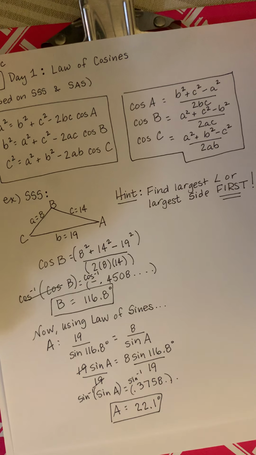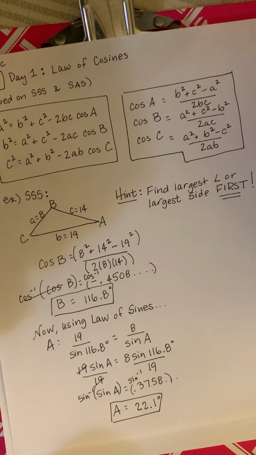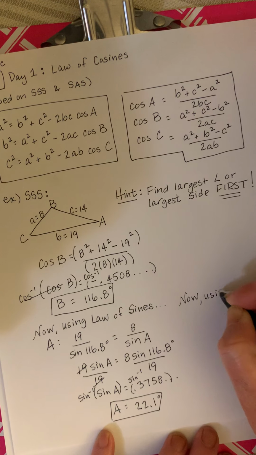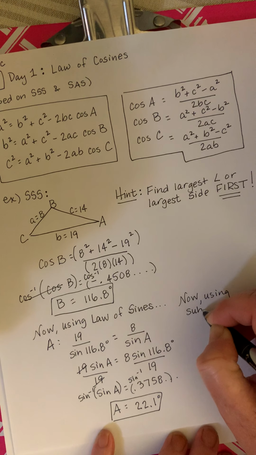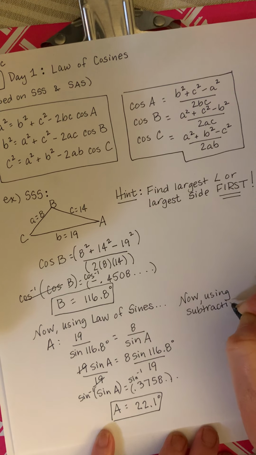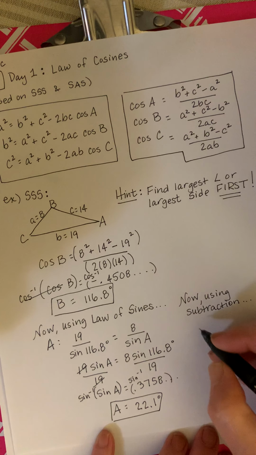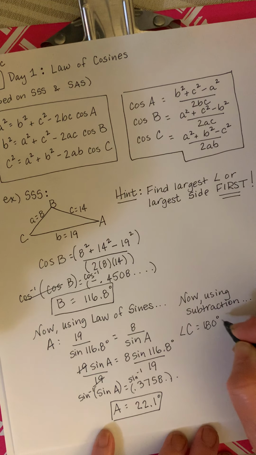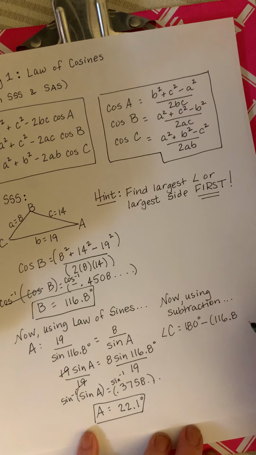Okay. Now for angle C, what do you want to do? We've got the law of cosines. We've got the law of sines. Oh, somebody back in the back row says we could just subtract. Okay, now using subtraction, because we know again that our angles add up to 180. Angle C is 180 minus 116.8 plus 22.1.